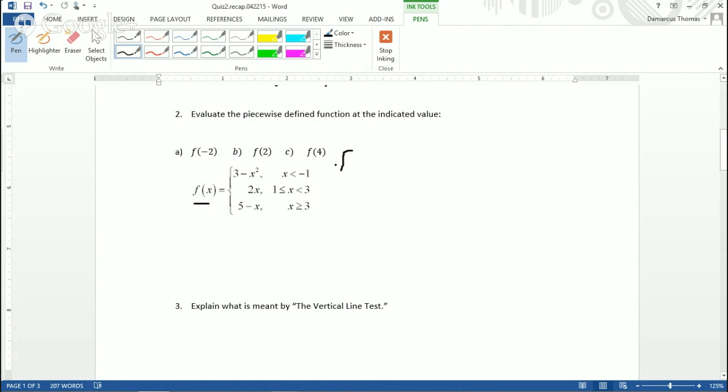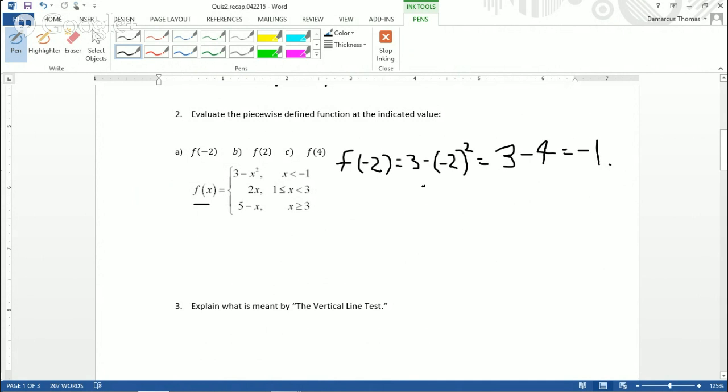And what will we get if we plug negative 2 into 3 minus x squared? And so our x is negative 2, and then we're squaring it. So we get 3 minus 4. And 3 minus 4 is just negative 1.